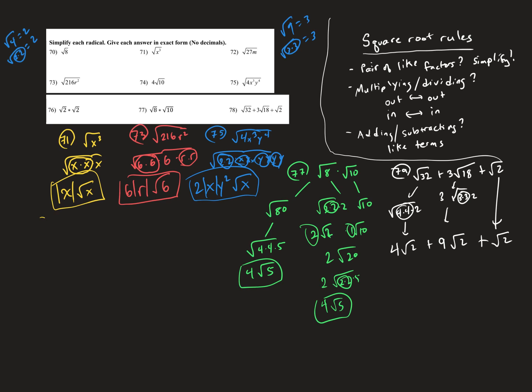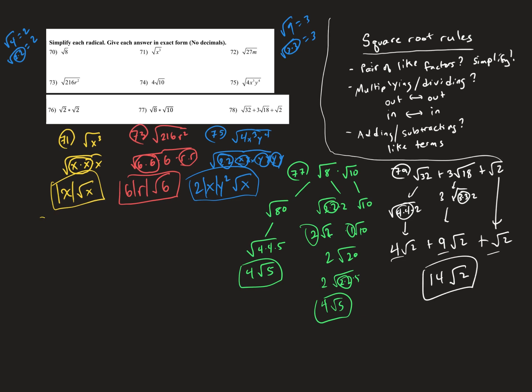So now you see all my radicals have the same number underneath them, right? So I have 4 of these square root 2's, 9 of these square root 2's, and another 1 of these square root 2's. So when I put those all together, I have 14 of these square root 2's. It's kind of like if you add 4x, 9x, and 1x, it's 14x. The name stays the same, you just add the coefficients.